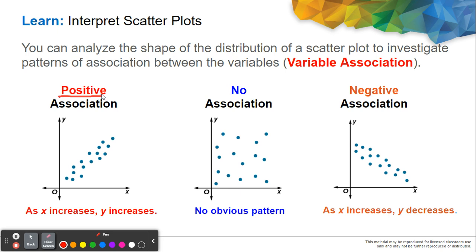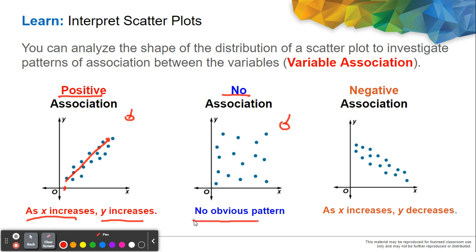So we have positive association. As you can see, for our positive association, as x increases, our y increases. Looking at this scatter plot, when our x increases, our value of y increases. So we have an increasing line. That's why we have a positive association. The second one, we have no association. Looking at this scatter plot, as you can see, our dots are randomly scattered on our coordinate plane.